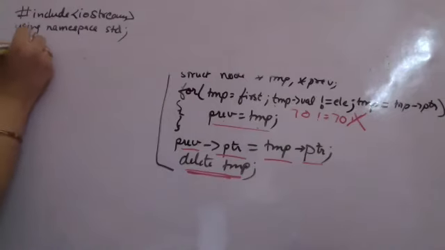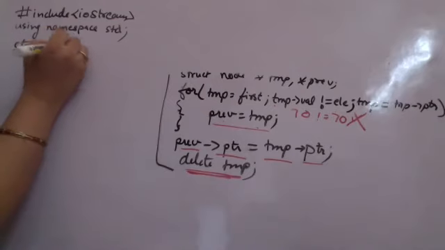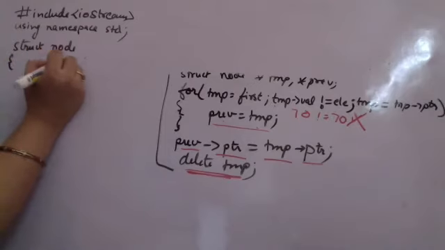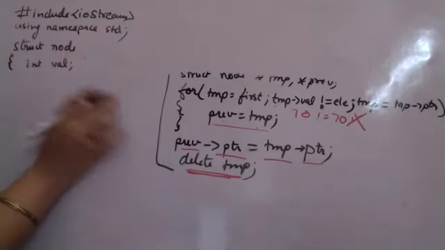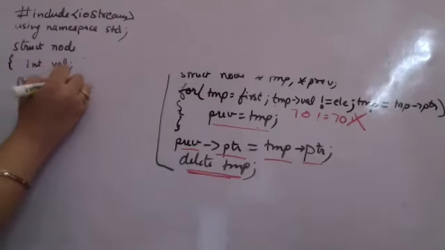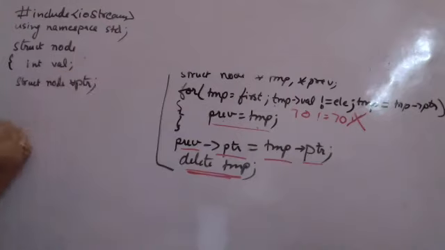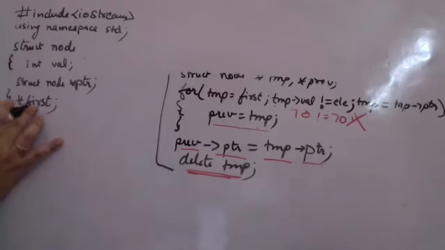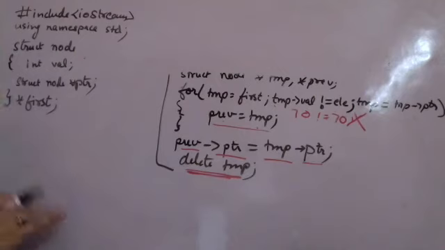So I am having struct node, and for this structure I'm creating an integer value, and since it's a self-referential structure, I will have struct node pointer ptr. So this is a self-referential structure, and I am creating a first here. You might or might not create it, it is up to you. I want the first to be a global variable so that first can be used in all the functions, so I have created this first here.